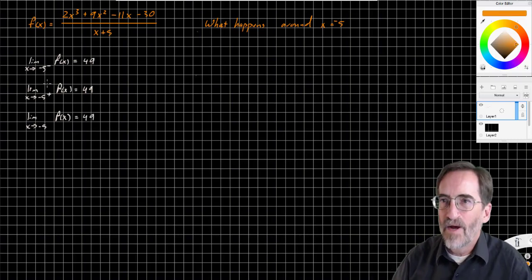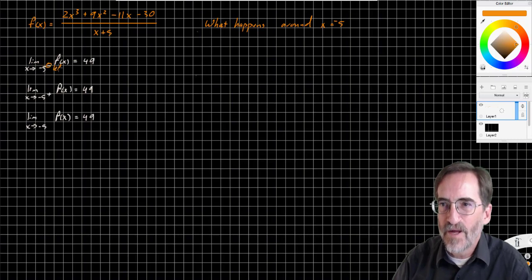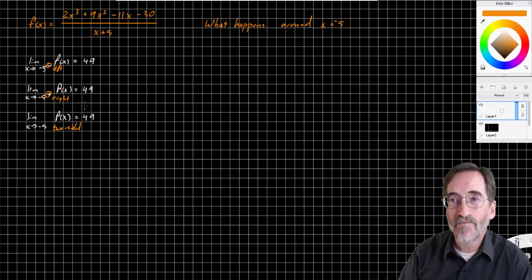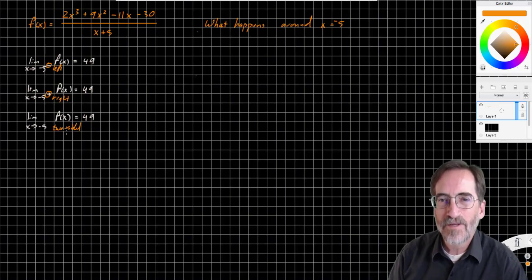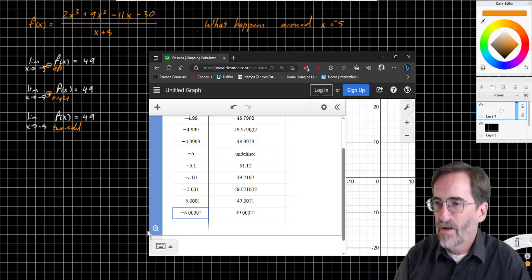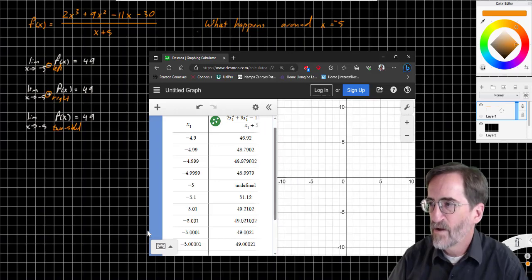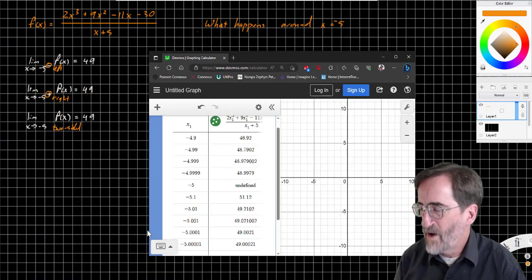Let me identify some things here. The limit is what happens to the function as it approaches that value from the left, negative. This one is from the right. And this one is two-sided. We call it the two-sided limit. Now the two-sided limit only exists if the left and the right are in agreement. Let's look at it graphically. Let's zoom out here.